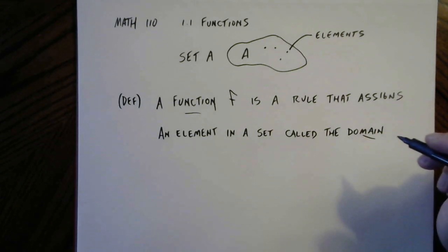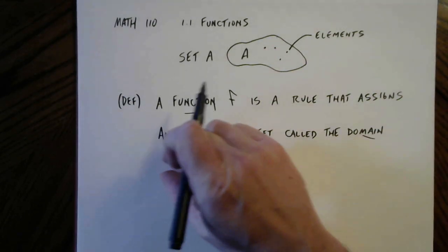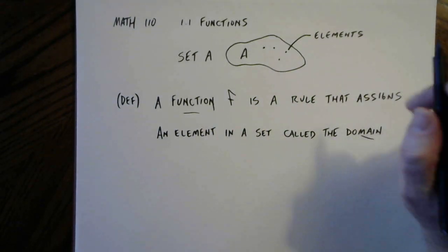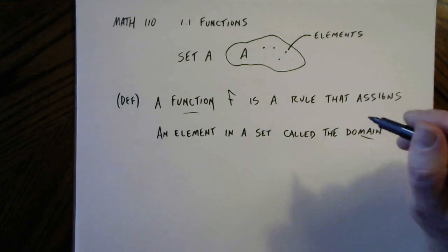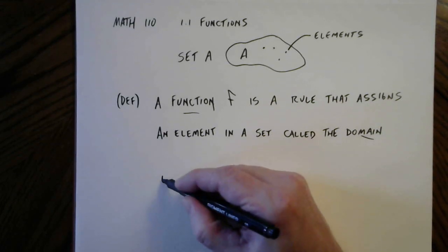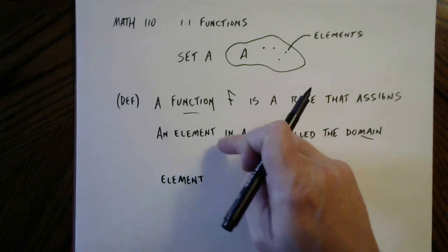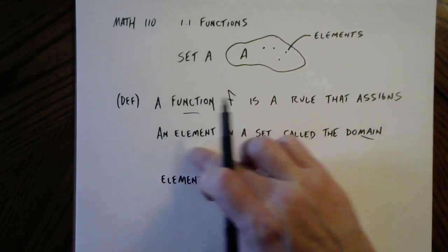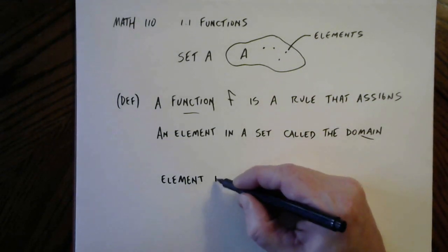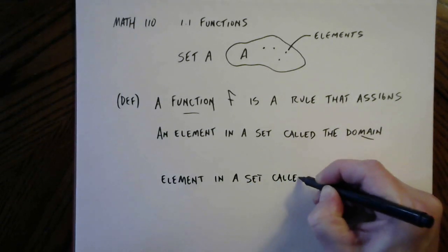So it's going to assign an element in a set called the domain, and I'm going to leave a space here for a reason. So the English might seem a little broken up because I'm going to fill this blank in a minute. I'm going to assign an element in a set called the domain. Element. So you should think it says, well, to an element, but we're going to have some precise wording here. An element in a set called the domain to an element in another set that we call the range.